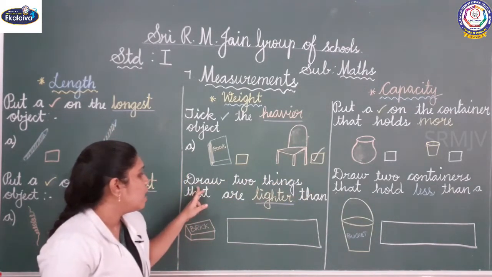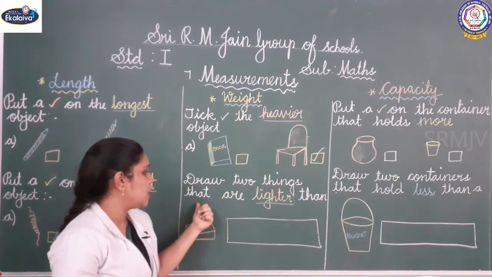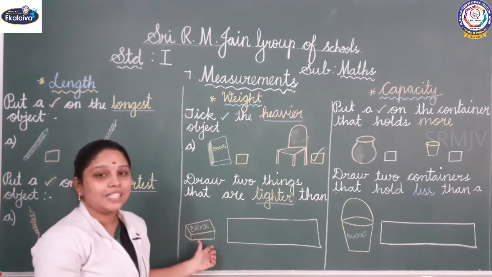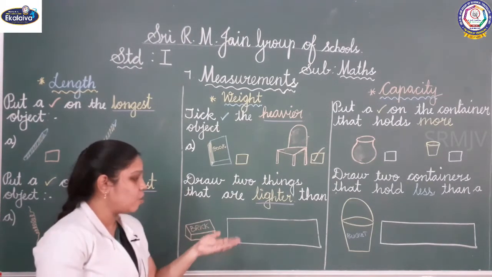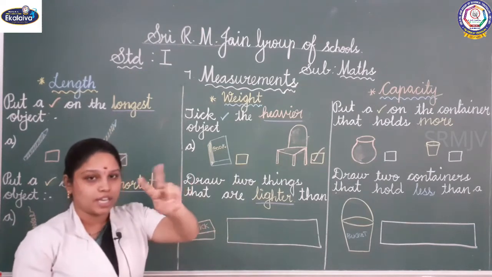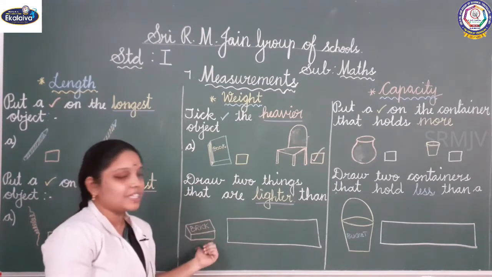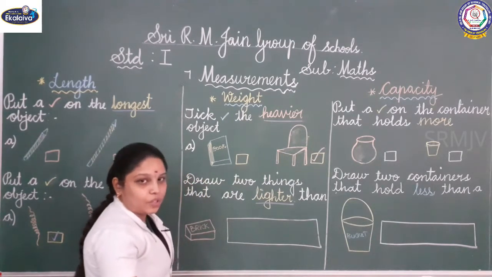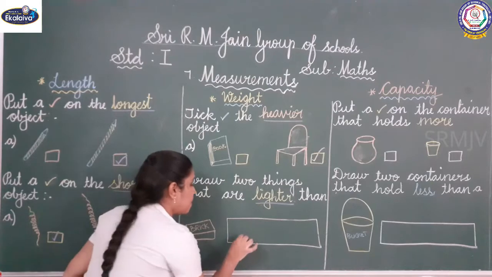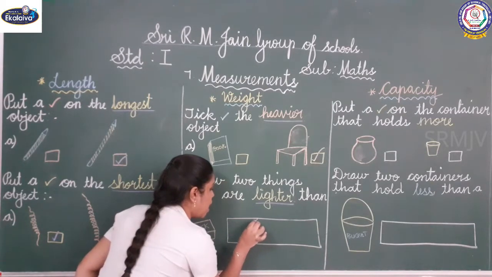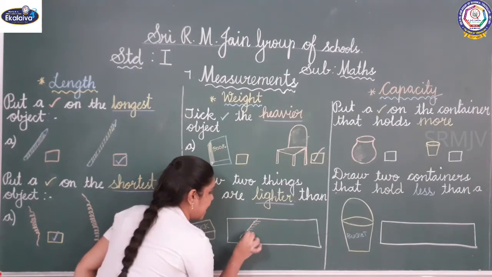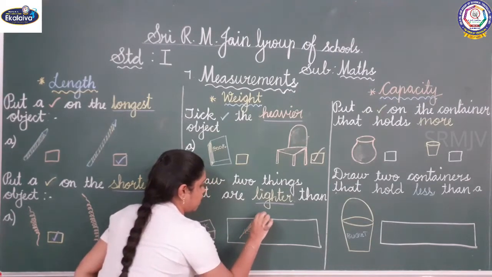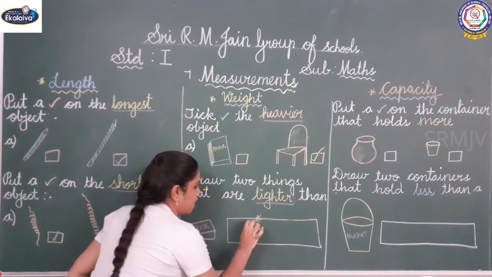Now, draw two things that are lighter than this. See, what picture is this? Yeah, it's a brick. It's a heavier object. We have to draw two things which are lighter than this brick. Only now I showed you the feather. It flew, no? So we can draw the feather. It's lighter than the brick.